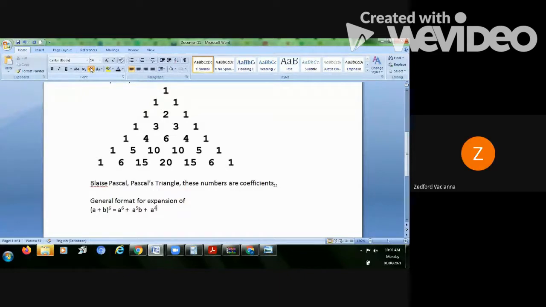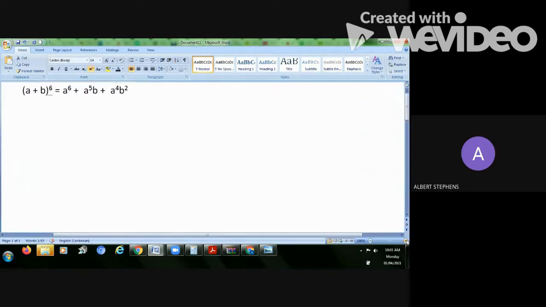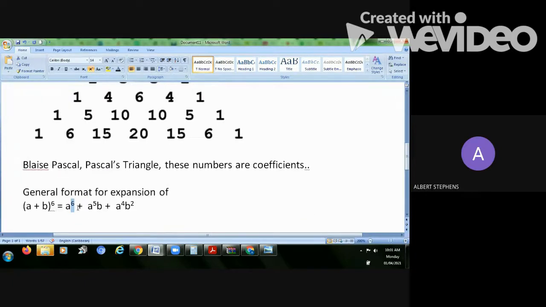No, forget about these numbers. So what will be b to the what? What do you think? What do you notice? You start off with a to the 6, not true? And then a to the 5, then a to the 4.